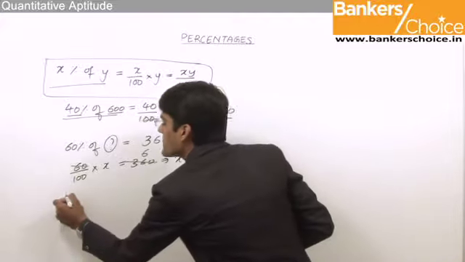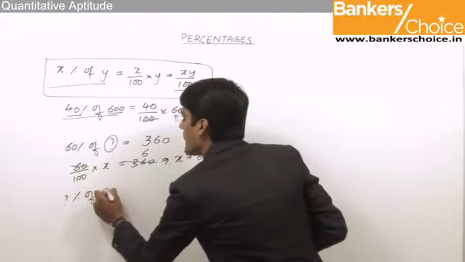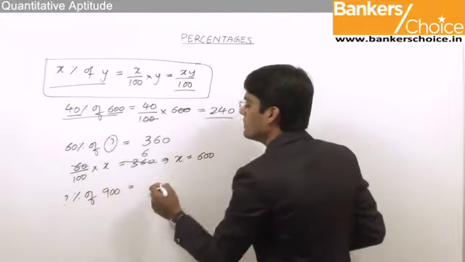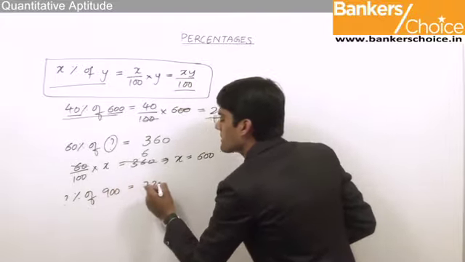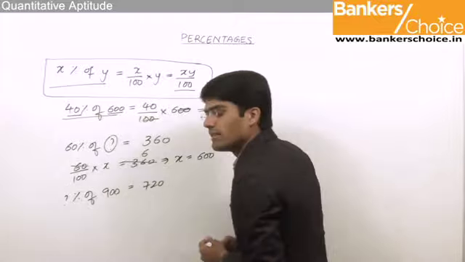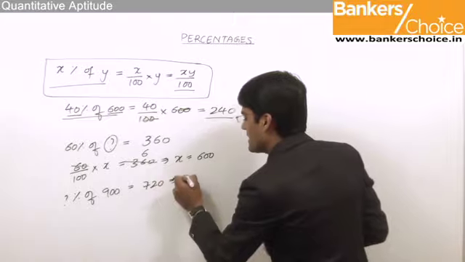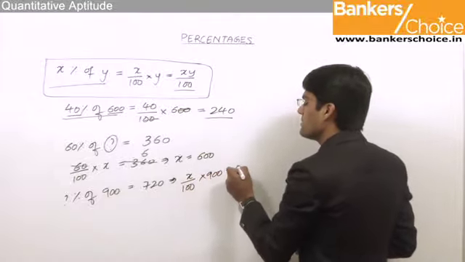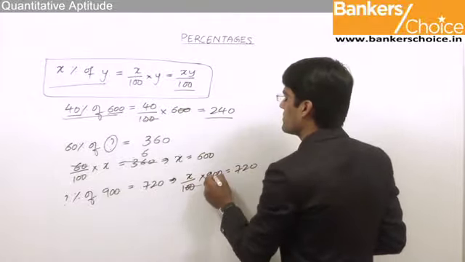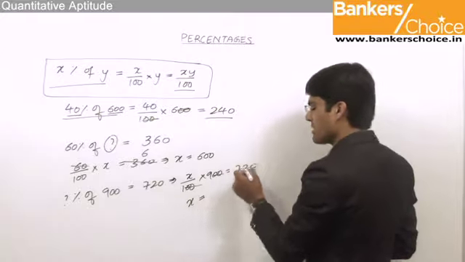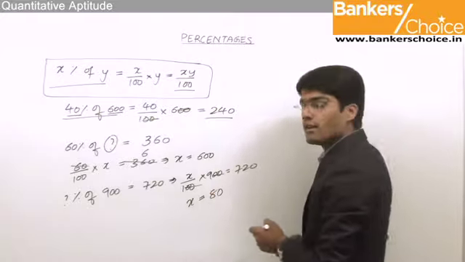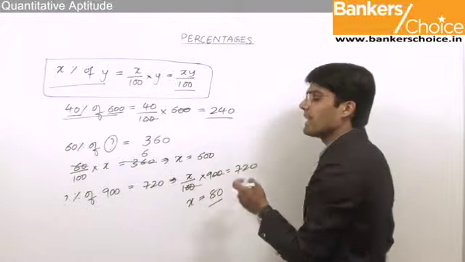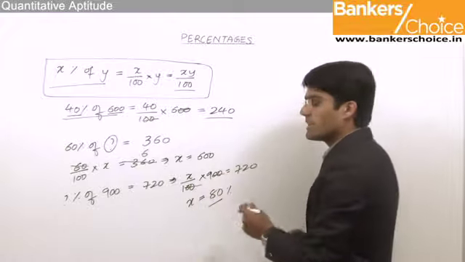Similarly, what percent of 900 will be equal to 720? Now in this case, let's say this is x percent. So it can be taken as x by 100 into 900 equals 720. So as zeros get cancelled, we can say that x equals 720 by 9, which is 80. So 80% of 900 is equal to 720.